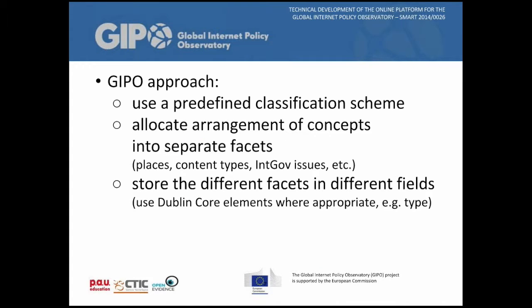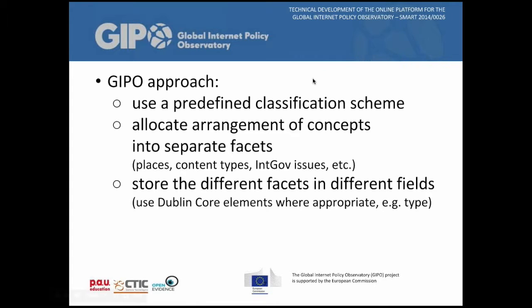What was our approach? Our approach was using a predefined classification, not an open classification automatically generated based on the content. We use a predefined one based on these internet governance taxonomies. We made a comparison between different initiatives, trying to compare what they were using for their baskets and common topics, and then we made a common taxonomy. We use different facets, like places, content types, the proper internet governance issues, and we store different metadata, that is, the information about the content of the item, in these different facets.